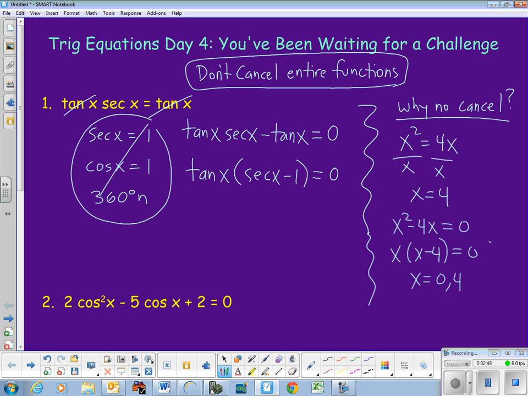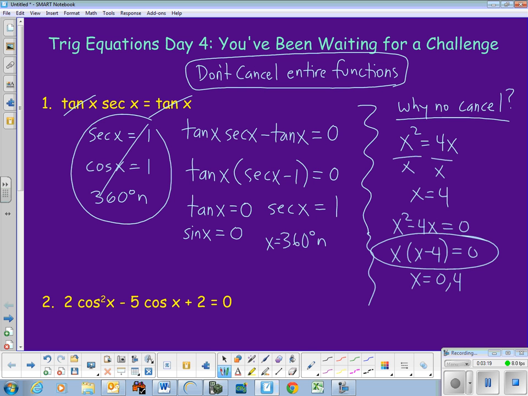Just like over here, when I took each part and set it equal to 0, I'm going to do that here. Tan x is 0. And secant x minus 1 equals 0, which means secant x must equal 1. So secant x equals 1 at 360n. We already had that, but the neglected answers are when tangent equals 0. So tangent is sine over cosine, so we also need to know when sine is 0. Because tangent will be 0 when sine is 0. So where does that happen?